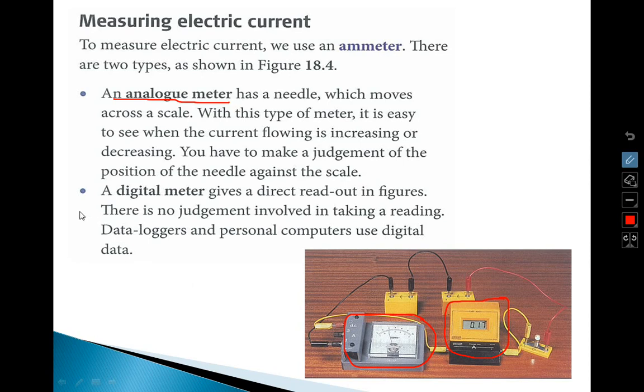So both of them have an advantage. To conclude, we use an ammeter to measure electric current, and there are two types of ammeter, which are the analog meter and the digital meter.